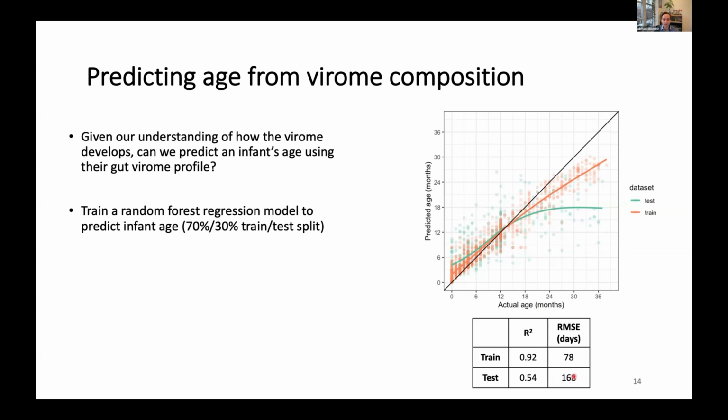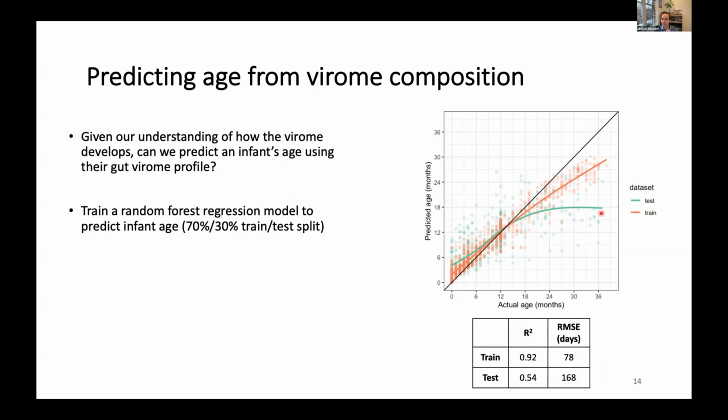And one thing that you'll maybe notice right away is that the RMSE, so the root mean squared error on the test data set, is incredibly high. It's around 5 months, right? And that's kind of alarming because it looks like the model is really doing quite well early on, but then it loses its accuracy, right?